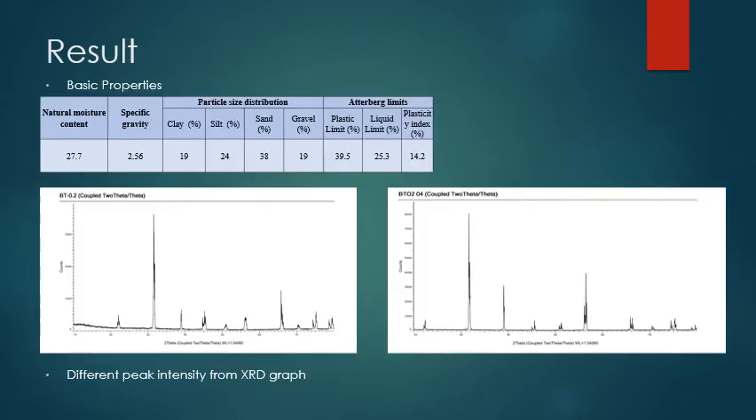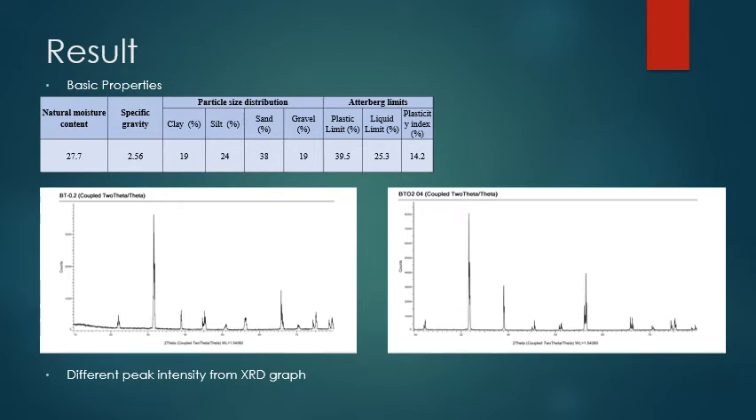So the results: the natural moisture content of the granite residual soil is 27.7%, the specific gravity is 2.56, and the particle size distribution is clay 19%, silt 24%, sand 38%, and gravel 19%. For Atterberg limits, the plastic limit is 39.5%, the liquid limit is 25.3%, and the plasticity index is 14.2%.